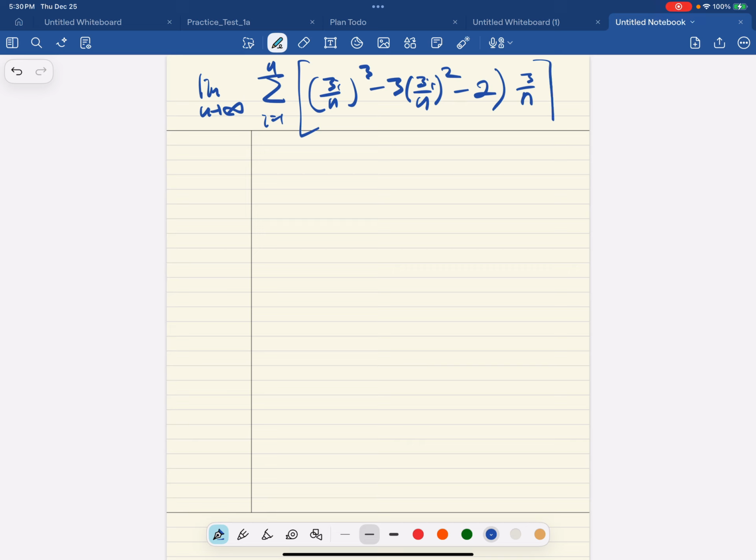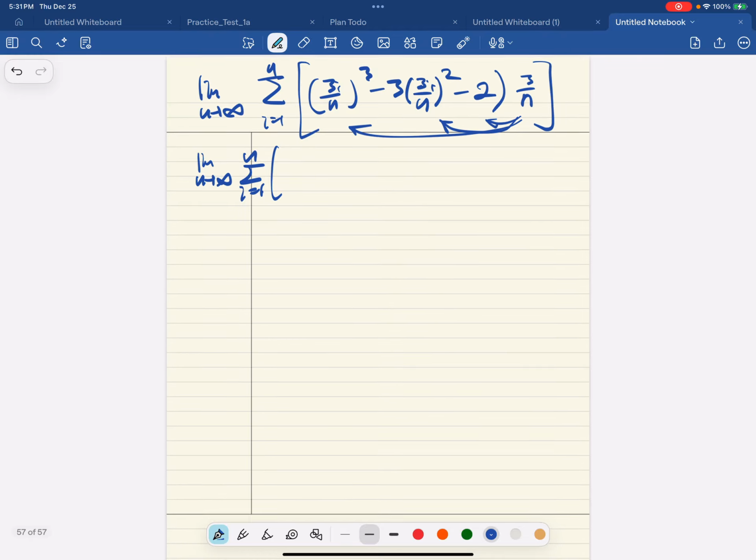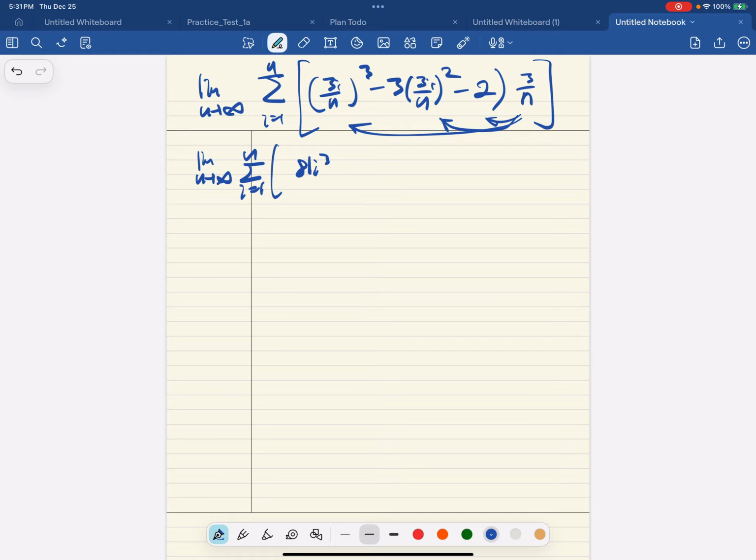Just focus on first distributing these, so then you're going to get, you can do your cubes and the squares as well, 81 over n to the 4 times i cubed, minus 81 i squared over n cubed, minus 6 over n. So all I did was distribute 3 over n to each component, and apply the powers.